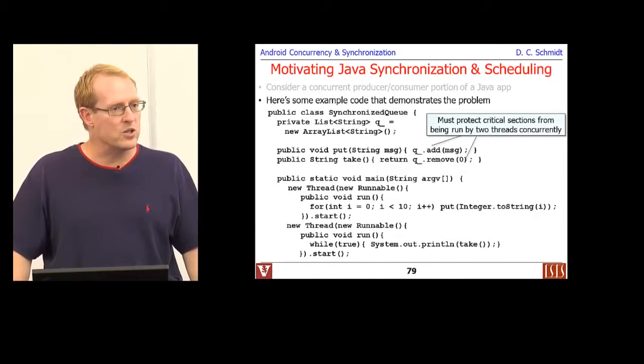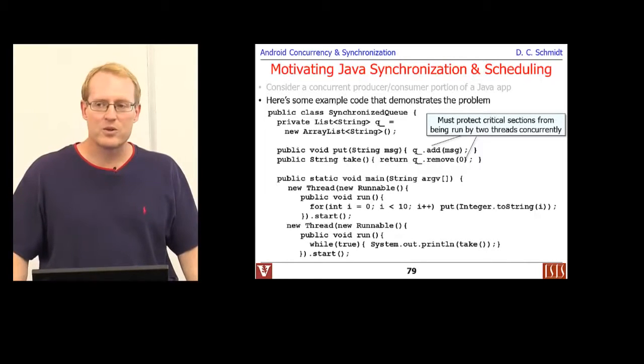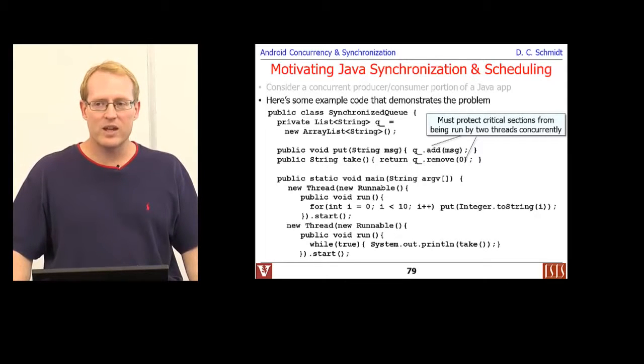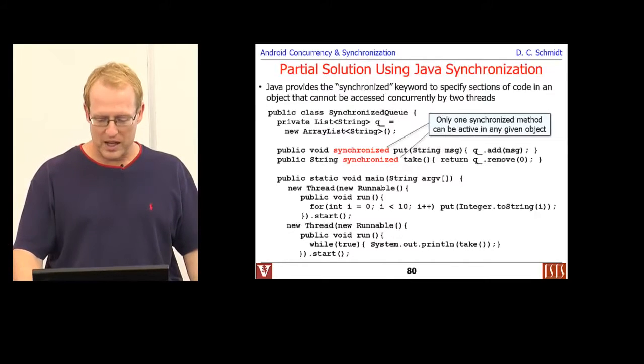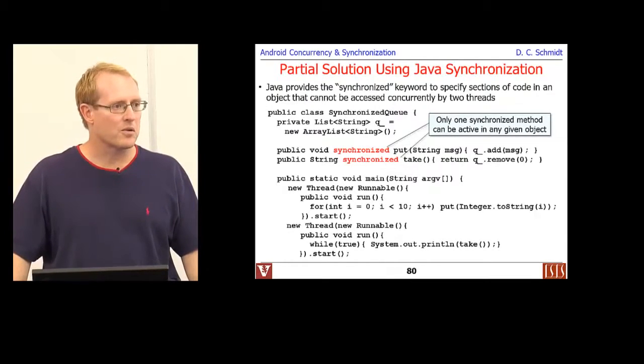So we need to do a bunch of things. The first thing we need to do is make sure that we are only allowing one of these methods, either put or take, to execute inside the context of this object at the same time. And there's a real easy way to do that in Java. We apply the synchronized keyword.